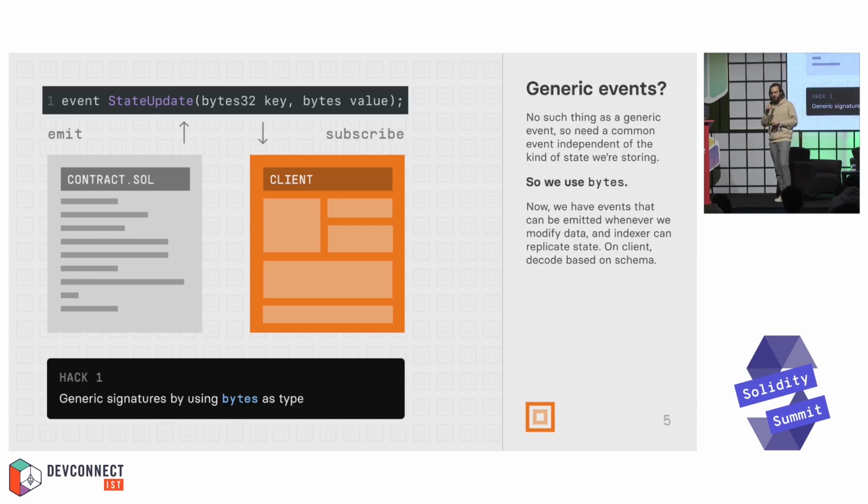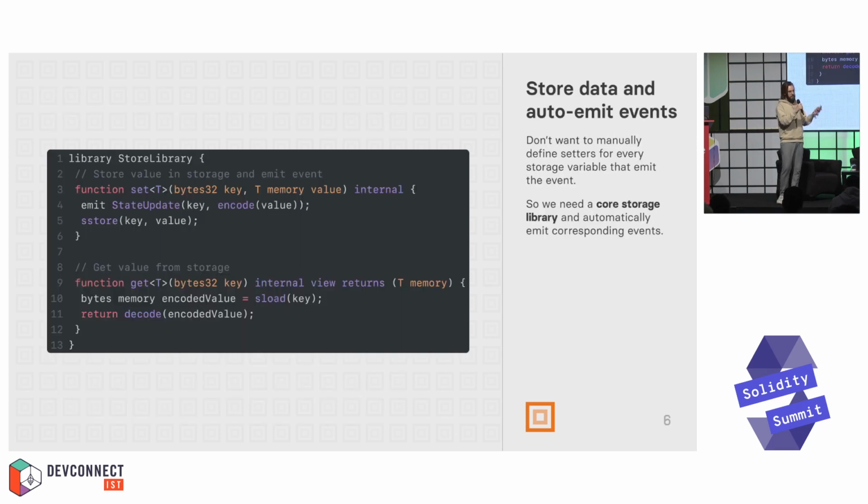So instead of having the actual value type in our event, we just remove the types. We just say it's bytes, which is basically the common type for all of the more specific types that we're using. And so we now have an event that is bytes32 key and bytes value, and the value can be anything we want it to be. But that improves the thing a little bit, but it creates a new problem. Like, how do we get from our actual type to the bytes?